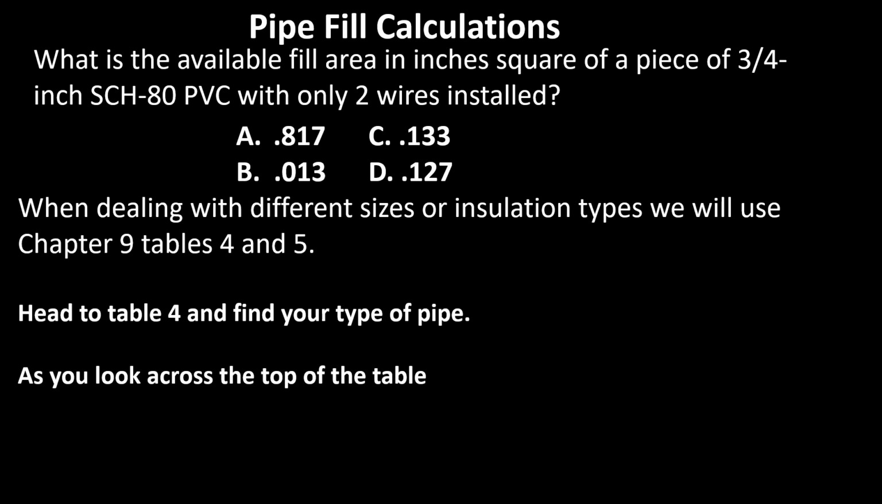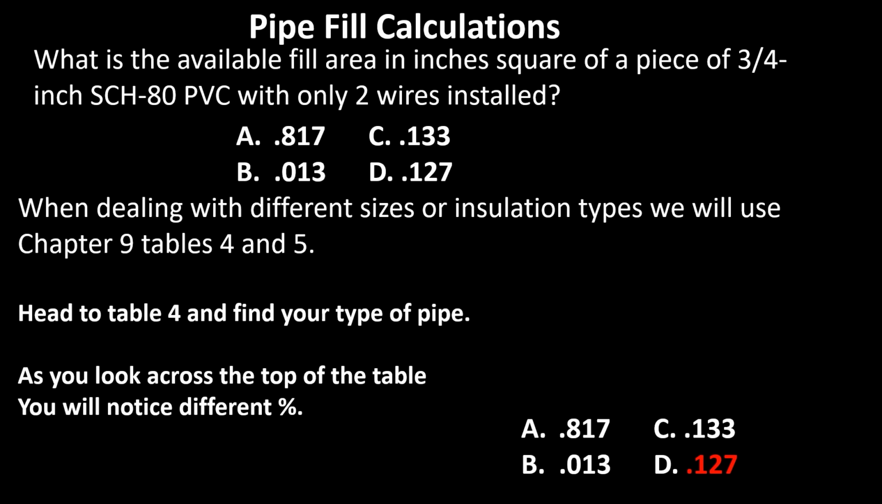When we find it, we look across the top of the table. The first one is over 2 wires. The second one is 60%. The first 1 wire is 53%. And when you get to 2 wires, you're only allowed to fill up to 31% of that pipe. Then we use a straight edge and tee off with our size pipe. The trade size is on the far left-hand side. We're going to find 3/4, come over and tee off with 2 wires, and we find that it is 0.127. Great job.